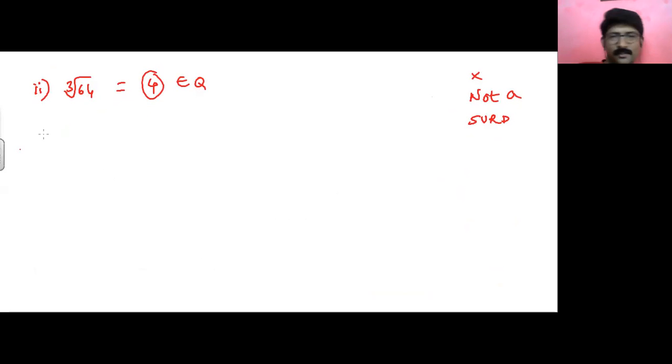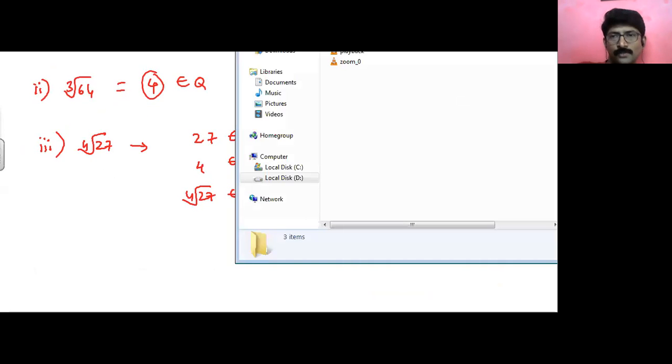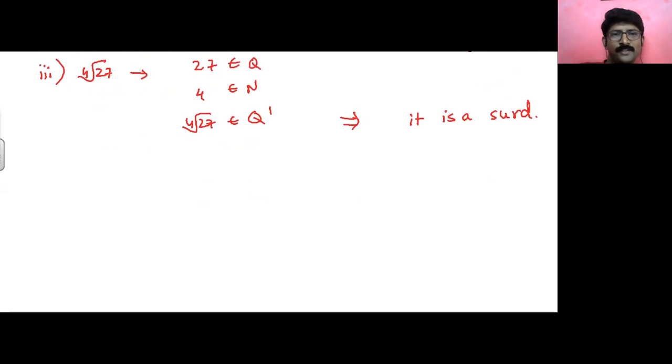Now some students are asking, sir, can you give an example of a surd? Yes, of course I can. Say it's the fourth root of 27, where 27 belongs to rational, 4 belongs to natural numbers, and the fourth root of 27 belongs to irrational numbers. So that implies it is a surd. Are you understanding, guys, why this is a surd? I hope you understood how to write it for this question.